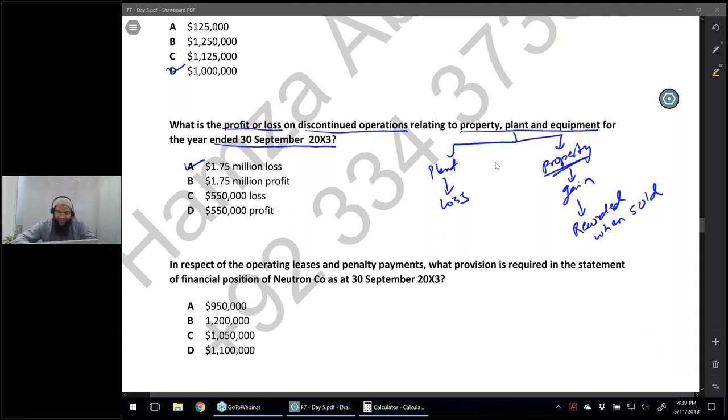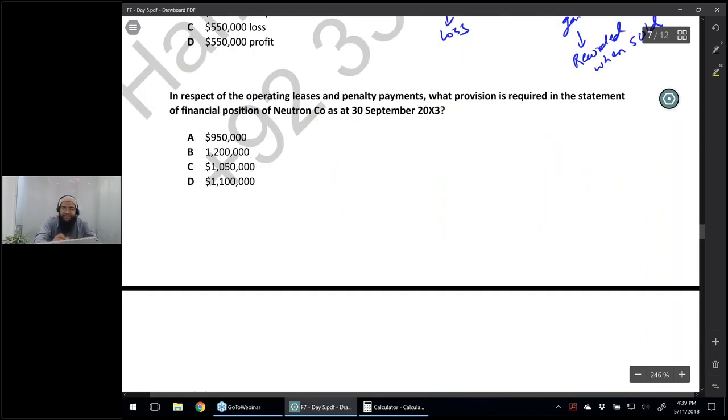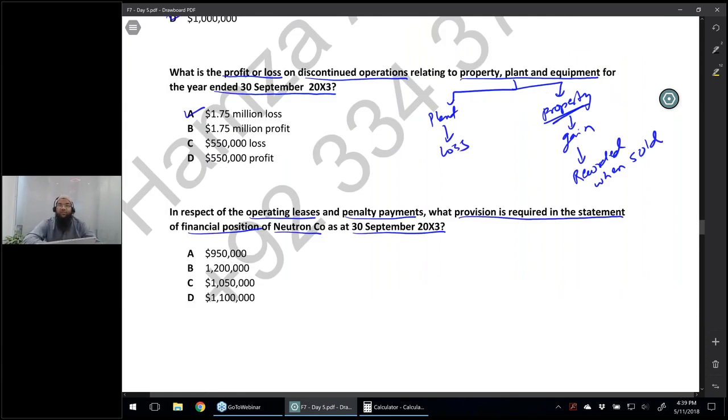Okay, yes, Elvin, your question. So let's go on to the next question. The question says that in respect of operating leases and penalty payments, what provision is required in the statement of financial position of Neutron Company as at 30th September 2023? So now we are talking about operating lease and penalties, probably which are the rest of the two paragraphs.